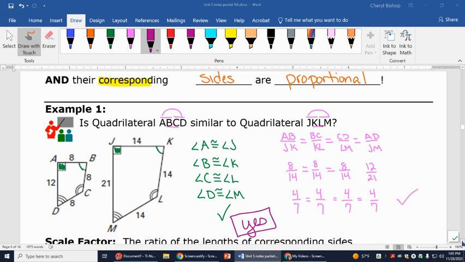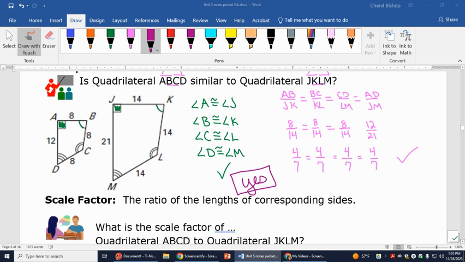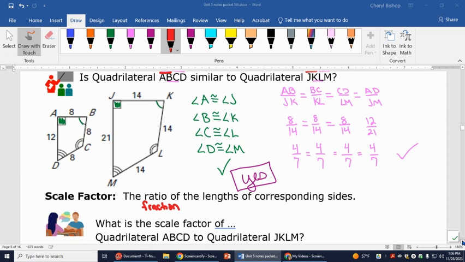Okay. Here's a vocabulary word that we are introducing today, scale factor. Our scale factor is the ratio of the lengths of the corresponding sides. Remember, ratio is just a fancy word for what? Fraction. So we're looking for a fraction of the lengths of corresponding sides. What corresponds to AB? JK. So we're going to make a fraction out of those corresponding sides. That's going to give us our scale factor.